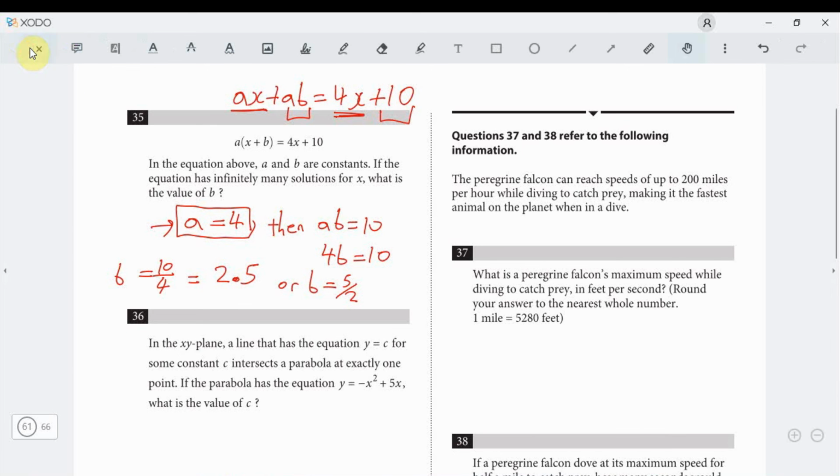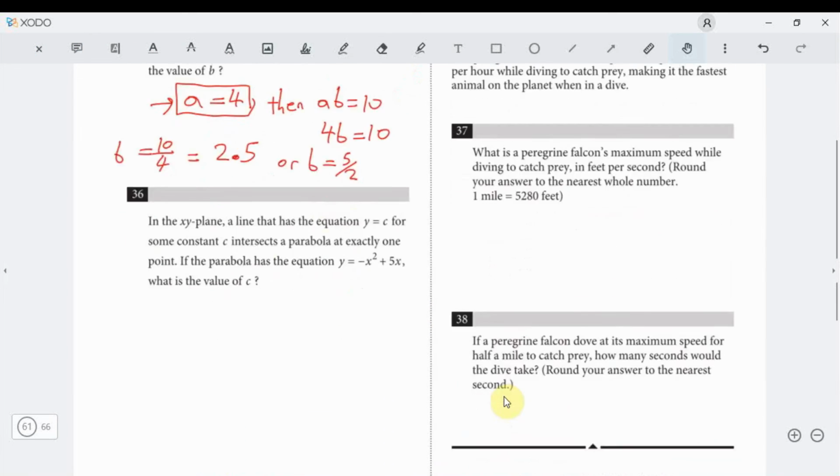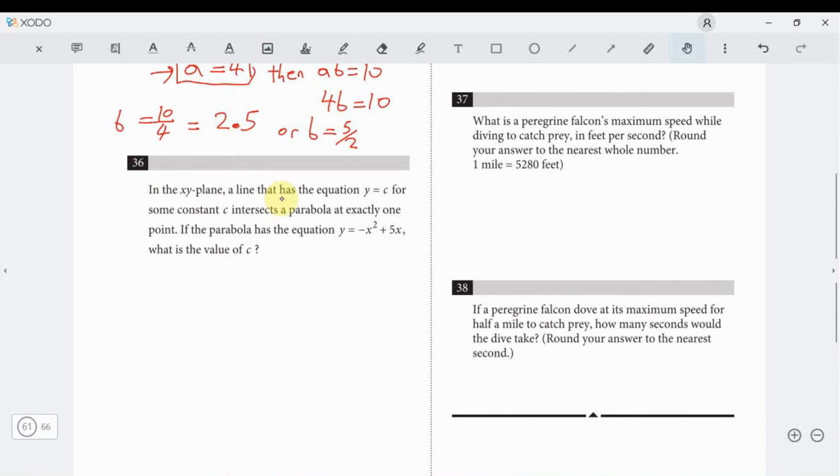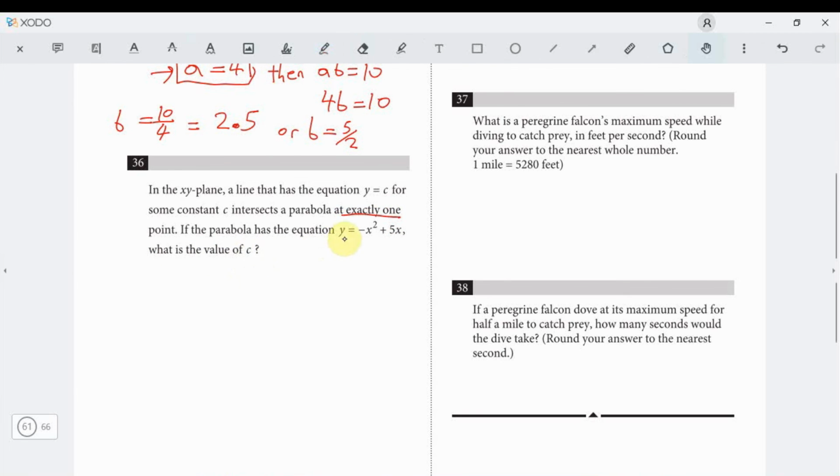Easy. Okay, nice. Now, number 36. It says in the xy plane, a line has equation y equals c. And if the parabola intersects the curve at exactly 1 point, what is the value of c? So if the curve and the line intersect at 1 point, what is c?